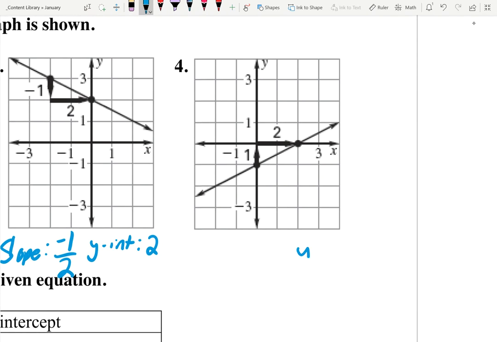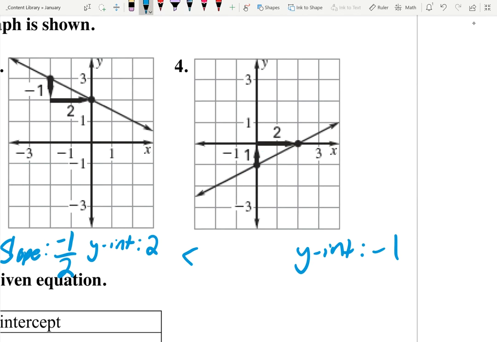And then number 4, y-intercept again. So the y-intercept on this one, here's your function. Here's your y-axis. Those are intersecting here at what looks like about -1. So our y-intercept is -1.